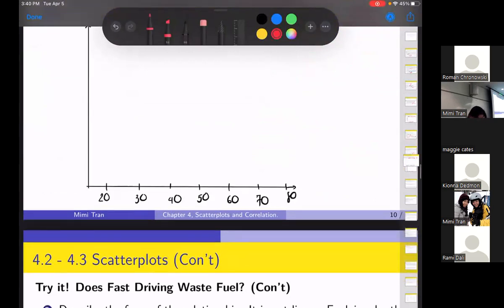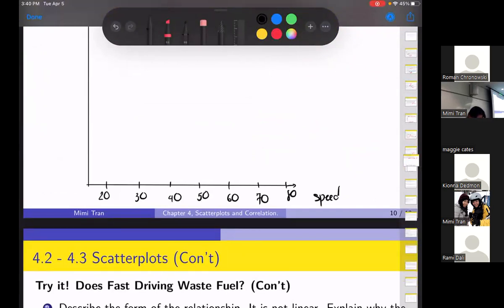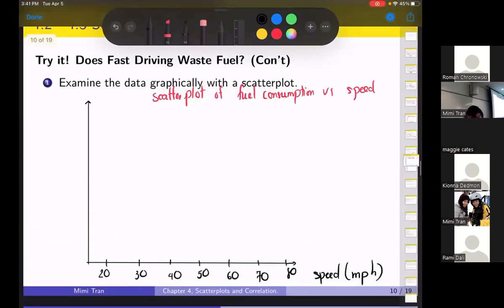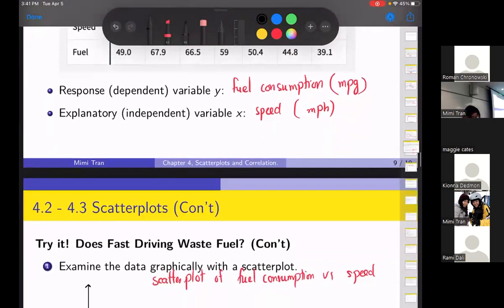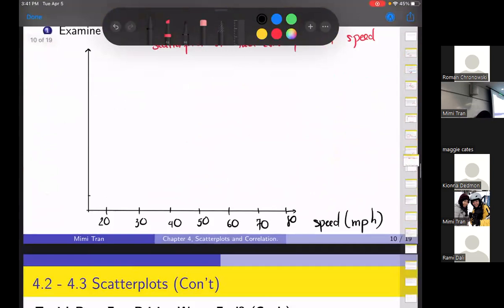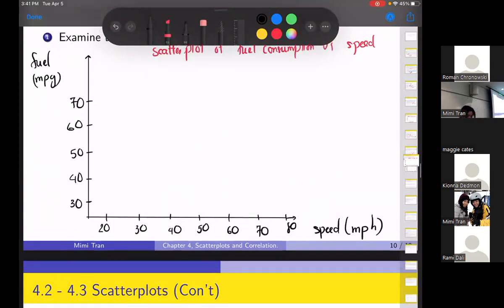So this is speed in miles per hour. And then consumption is on the y-axis. Consumption starts at what? The smallest is 39.1, so I'm going to start at 30. And then the largest is 67.9, so I'm going to stop at 70. So from 30 to 70: 30, 40, 50, 60, 70. And this is fuel in miles per gallon.